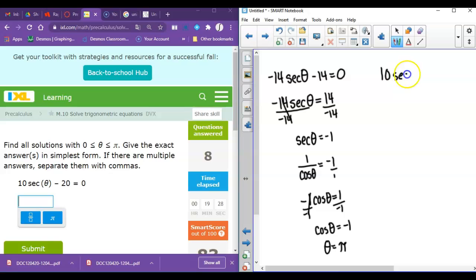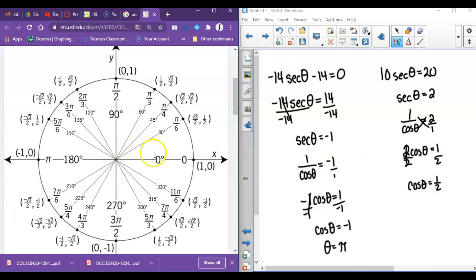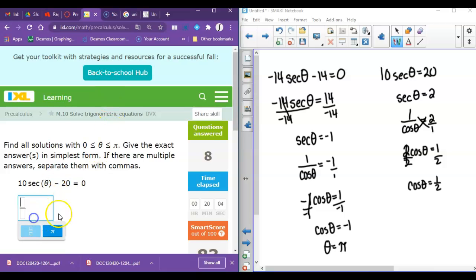10 secant of theta is going to equal 20. You're going to divide by 10, so secant of theta is going to equal 2. That's 1 over cosine of theta equals 2. Cross multiply: 2 cosine theta equals 1. Divide by 2. So what we're looking for is cosine of theta equals 1/2. On our unit circle, cosine of theta is going to equal 1/2 right here at pi over 3. So we would do pi over 3.